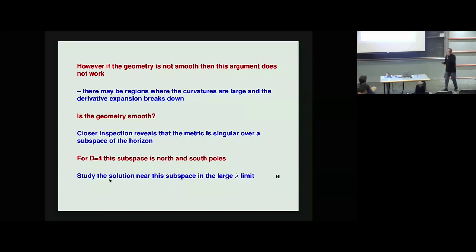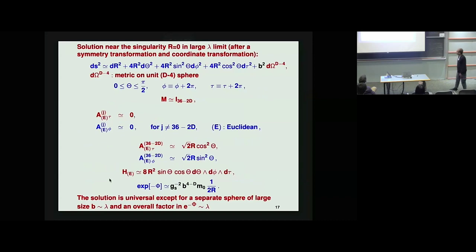In the next slide, I'm going to write down the solution by focusing on the near horizon geometry and in the large lambda limit. So here is the solution, in this new coordinate system I have introduced, and I have also taken the large lambda limit. In this coordinate system, the singularity is essentially at r equal to 0.